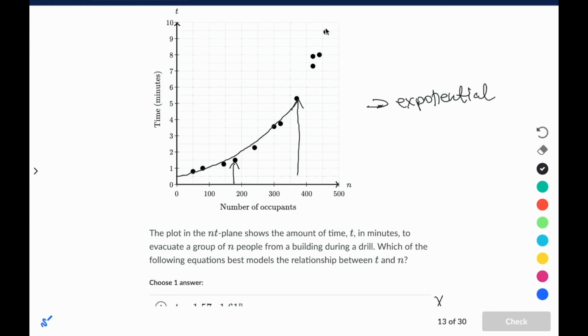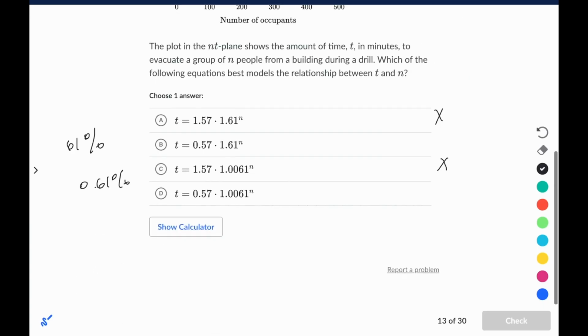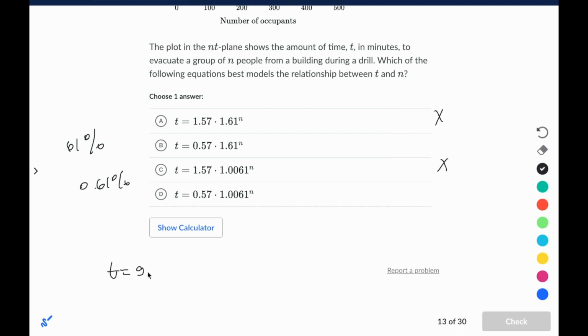Let's take this value. So we can say that it is somewhere at 455, since this is 450. Let's say it's 460. So n is equal to 460. And let's say t, since this is 9.5, let's say t is actually 9.5. Just approximately, we don't have to be very precise. So we know that 460 is n and t is 9.5.